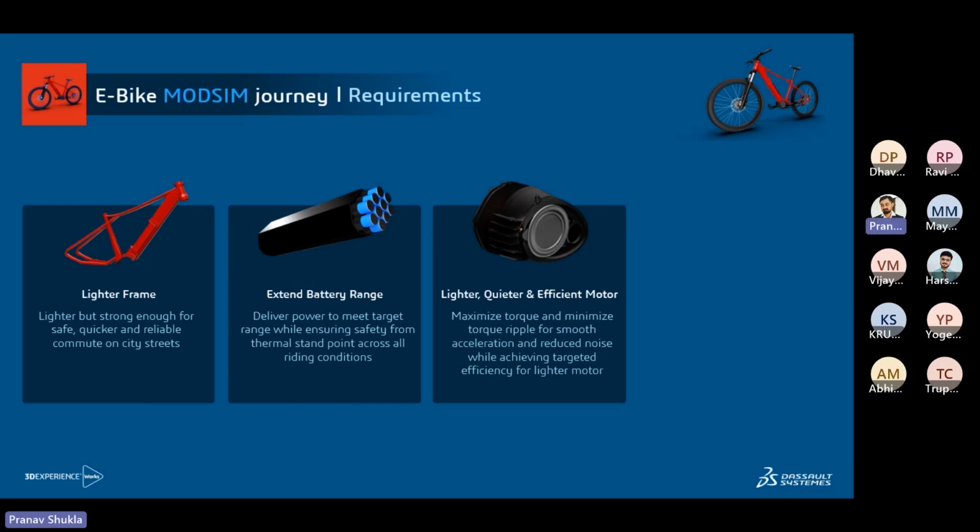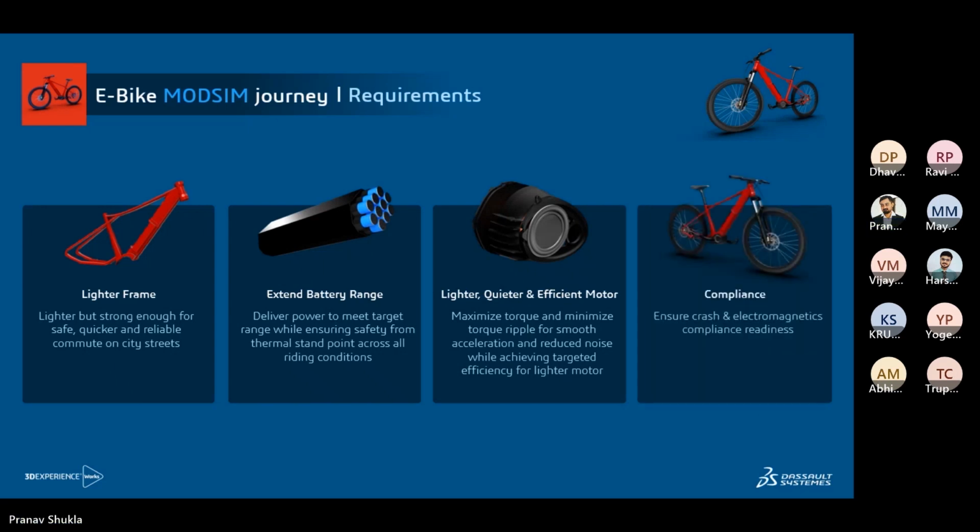The third one is a lighter, quieter, and efficient motor model. A lighter, quieter, and efficient model is needed to maximize the torque and minimize the torque ripples for smooth acceleration and reduced noise, while achieving the targeted efficiency for lighter models.